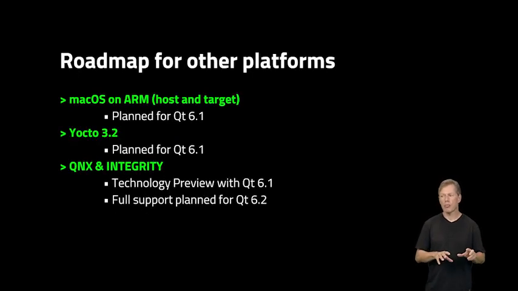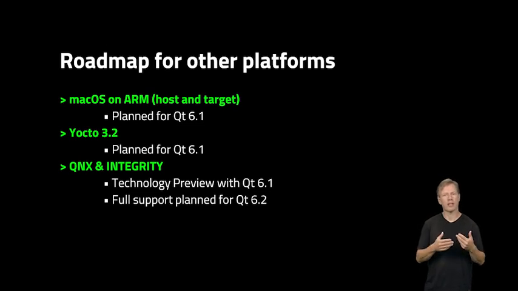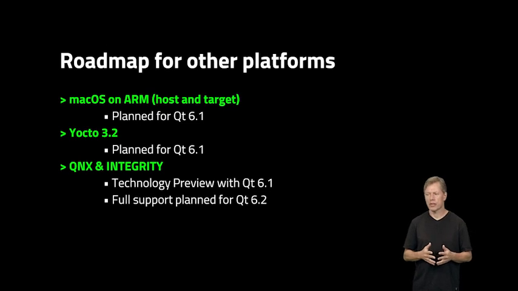That leaves out a couple of the embedded platforms that we've been supporting in 5.15, but there's nothing to worry about there for you. We'll bring those back in 6.1 and 6.2. So QNX and INTEGRITY are planned to be available as a technology preview with Qt 6.1 and fully supported in 6.2. The reason these are a little bit delayed is that the toolchains for those embedded operating systems were taking their time to fully support C++17, which is a requirement for us now.